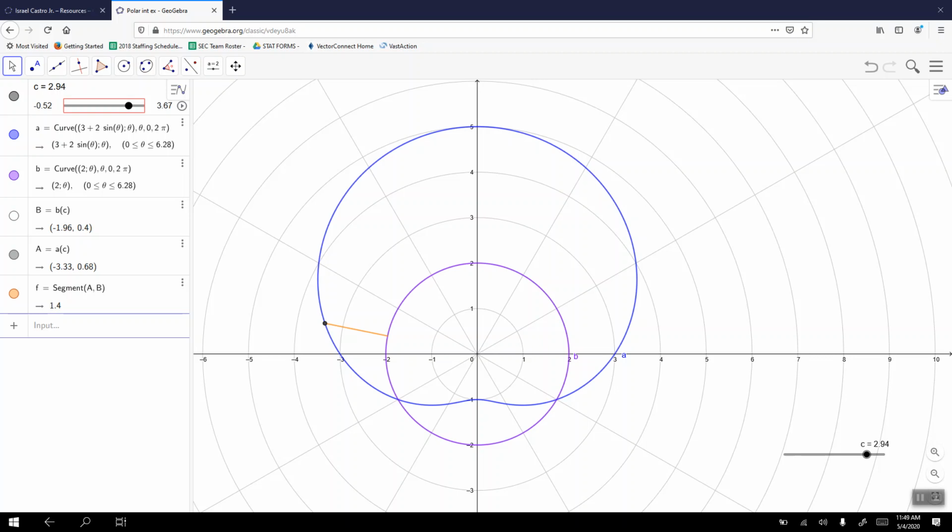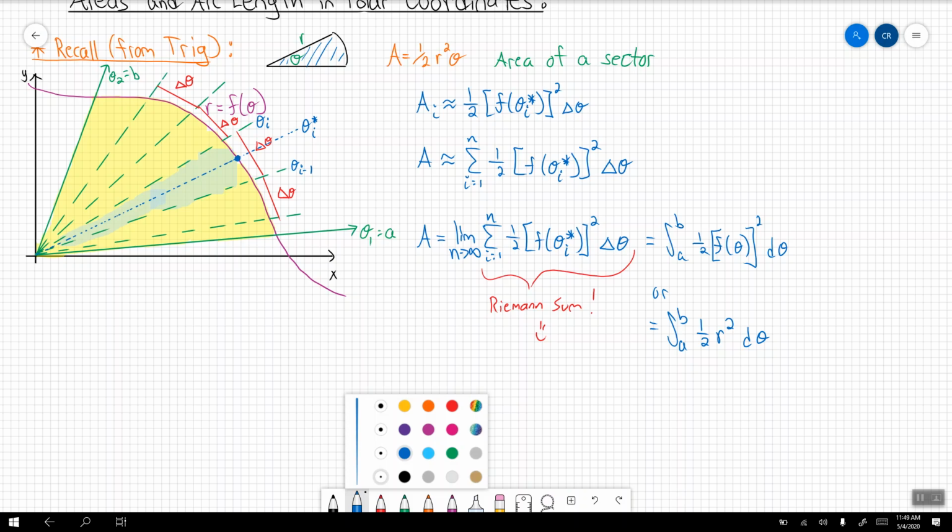So, let's go back onto GeoGebra. Sorry, got caught off mid-sentence there. Let's go back to the class. All right, here we are.